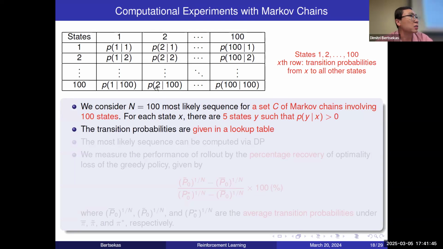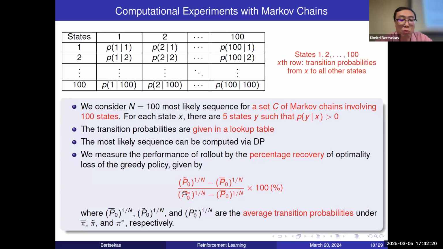In the next example, in the large scale problem, the lookup table representation is not possible. Again, because the state space is small here, the most likely sequence can be computed via dynamic programming using backward induction, starting from Pn star equal to 1, and you go backward 100 stages, and eventually you get the optimal most likely sequence.